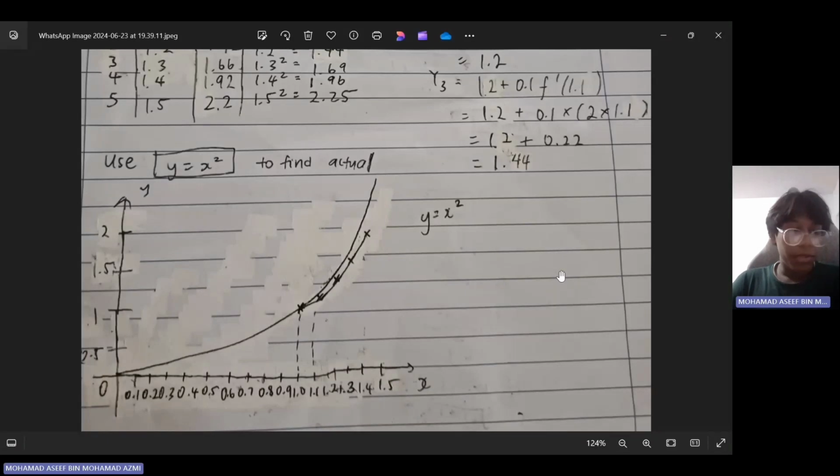Hello everyone, and today I'm going to be talking about Euler's method. Euler's method is to approximate the answer by using the step size so as to get a rough estimation instead of getting the actual answer.